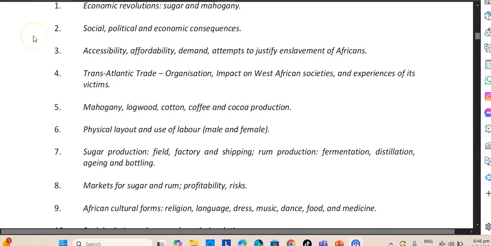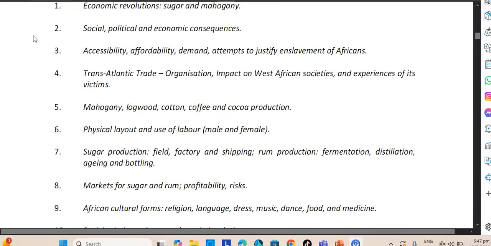Now, the physical layout of the sugar plantation consisted of the cane field that covered the largest area, divided into plots where sugarcane was planted, weeded, and harvested. There was also a factory, which was a boiling house or sugar works located centrally. It included the mill, boiling room, and curing house where cane was processed into sugar.